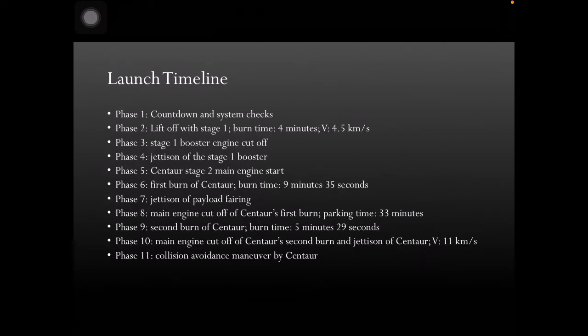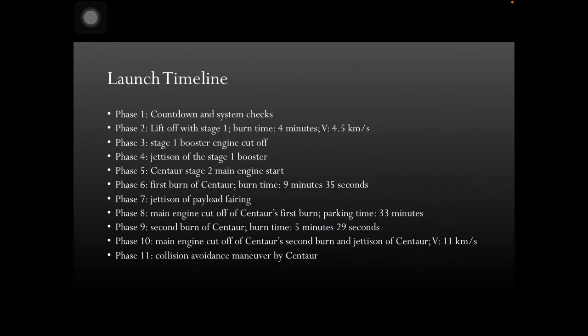Next, I will discuss the launch timeline, which begins with phase 1, which is the countdown and system checks, followed by phase 2, which is the lift-off with stage 1, the common core booster, with a burn time of 4 minutes, and after this, the expected velocity is around 4.5 kilometers per second. Next is phase 3, which is the stage 1 booster engine cutoff, and then phase 4 is the jettison of the stage 1 booster. It means the stage 1 booster separates itself from the rest of the rocket.